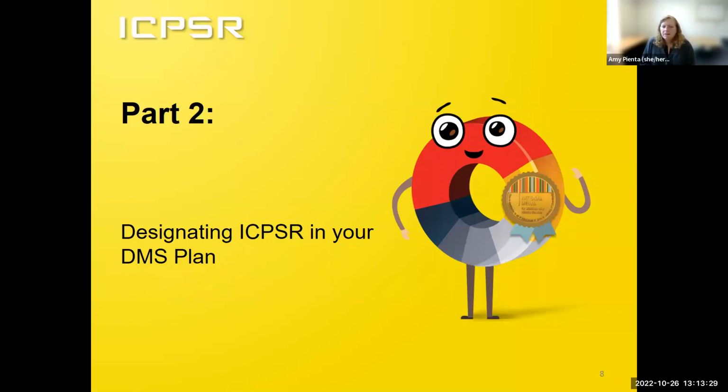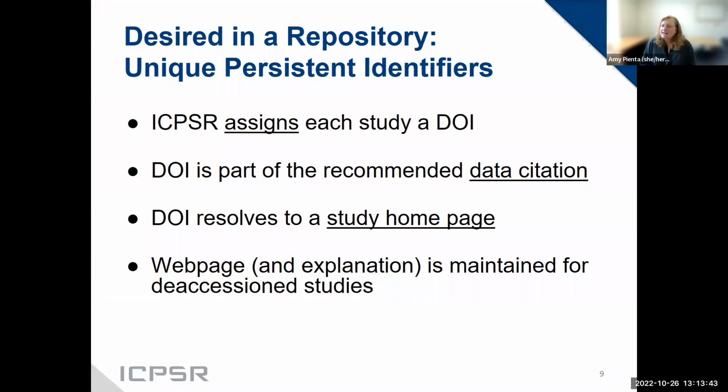So I want to move to part two of this roughly four-part talk and talk a little bit about how to designate and why to designate ICPSR in your data management and sharing plan. The NIH has extensively outlined the types of characteristics that are desired in a repository that you would select as an investigator as a home for your data. And so I'm going to talk about each of these major areas of desired characteristics of a repository and a little bit about the flavor of how ICPSR meets that characteristic.